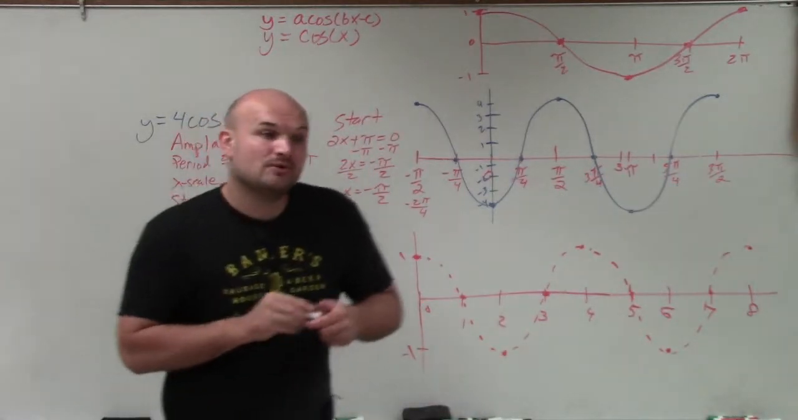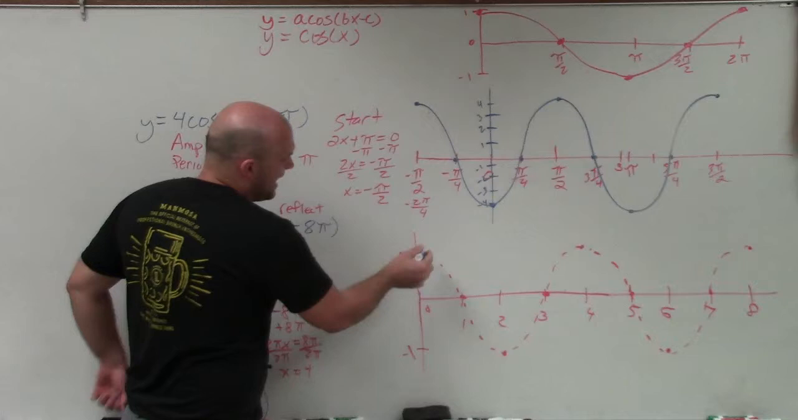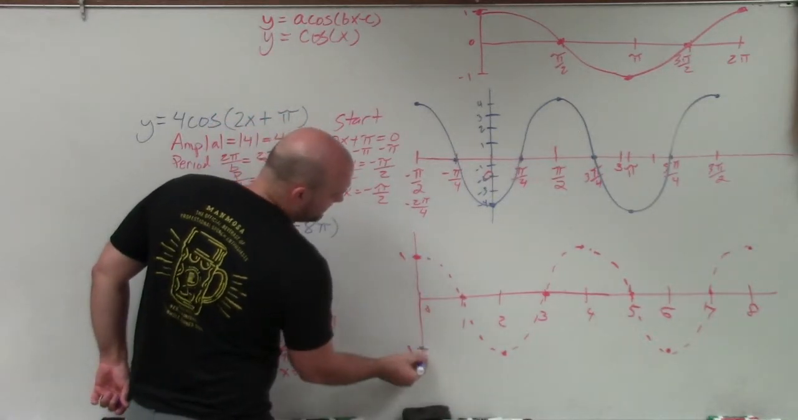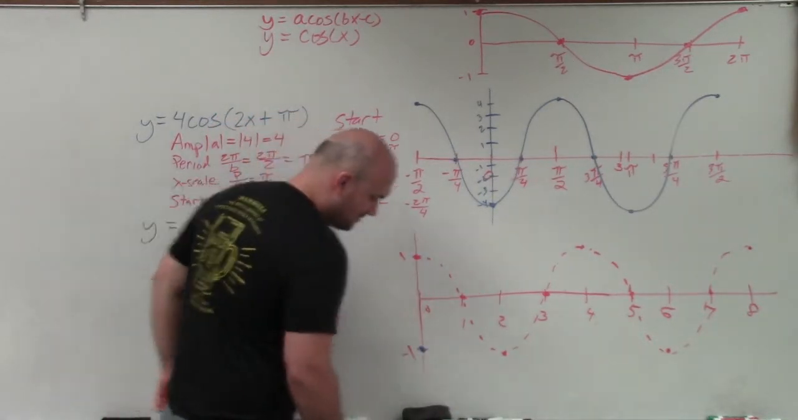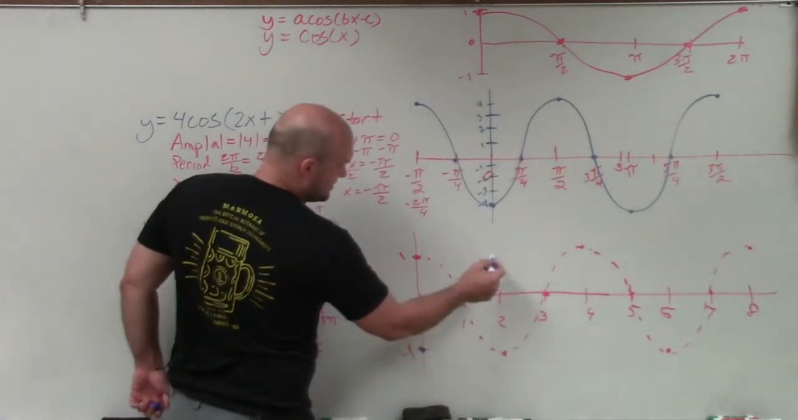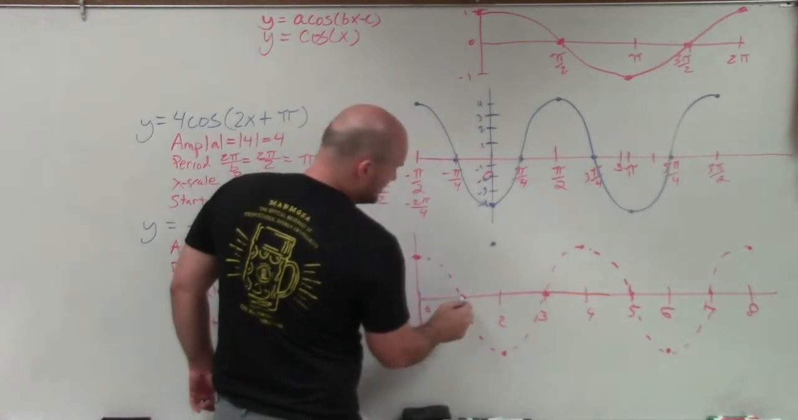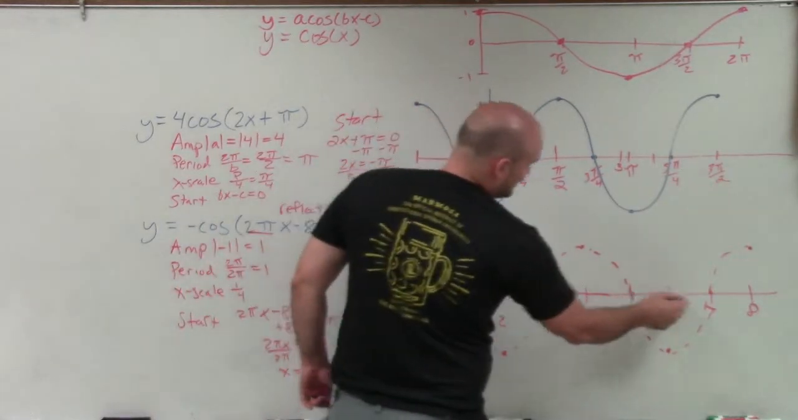Right? But remember, we're reflecting this over. That means all the points that are above the x-axis are now going to be below the x-axis. All the points that are below the x-axis are now going to go above. And all the ones that are still on the x-axis are just going to remain the same.